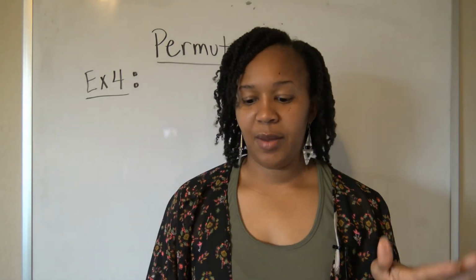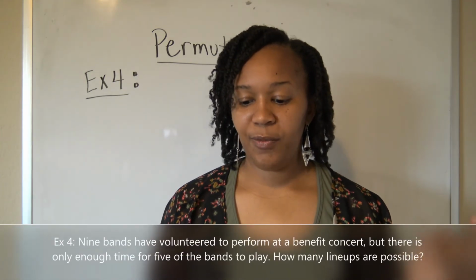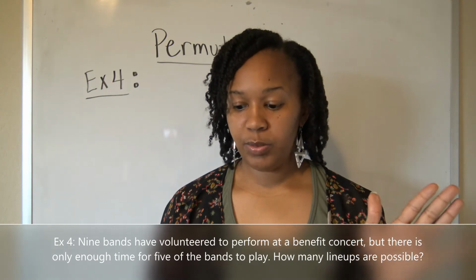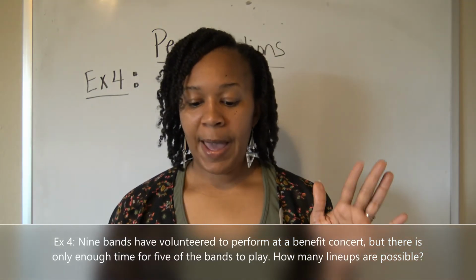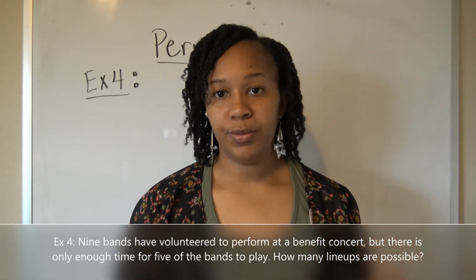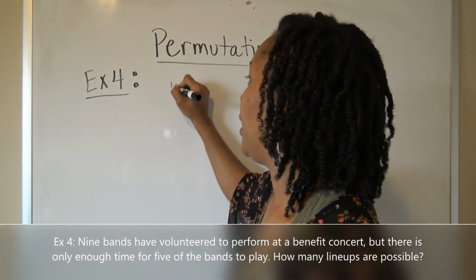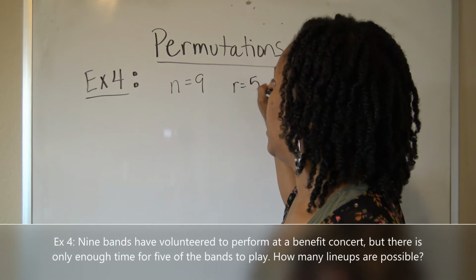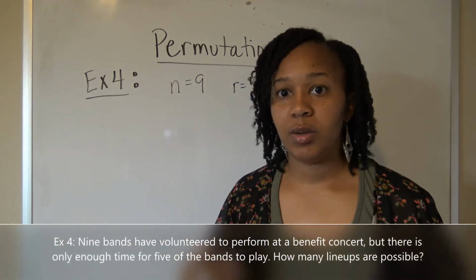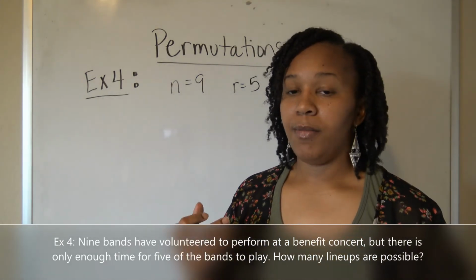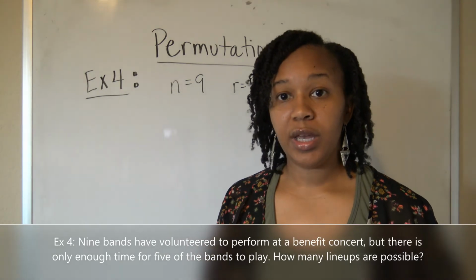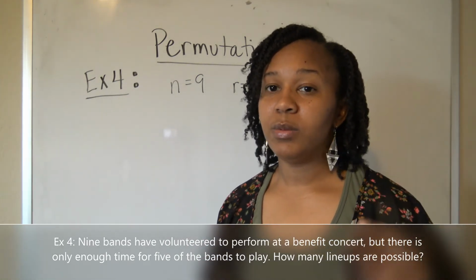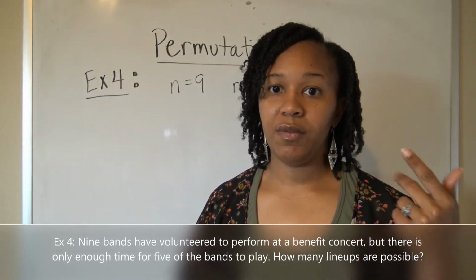And here's another example. 9 bands have volunteered to perform at a benefit concert, but there is only enough time for 5 of them to perform. So how many lineups are possible? Alrighty. So we have 9 bands, and we only want to choose 5 of them because we only have time for 5. So is it a permutation? And the reason I'm making you check is because we're going to talk about combinations next. And there's a difference between permutations and combinations. The main difference is the order.